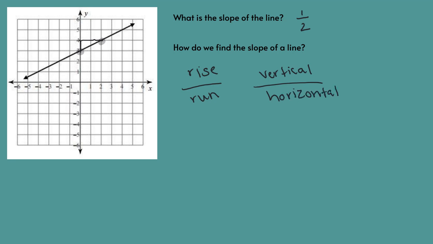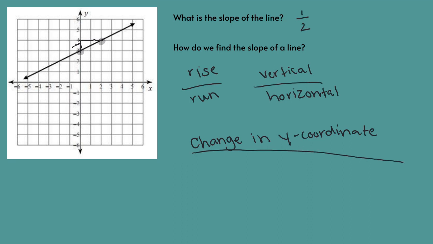But let's look at this in terms of X and Y. Whenever I do my rise or my vertical distance, what coordinate am I looking at? I'm looking at my Y coordinate. So I'm looking at the change in my Y coordinate, and then that is divided by, so if change in Y goes on top, what's going to go on bottom? My run, or that horizontal distance, that is my X coordinate. I'm looking at the change in my X coordinate. So another way that I could say that I find my slope is by doing the change in my Y coordinate divided by the change in my X coordinate.